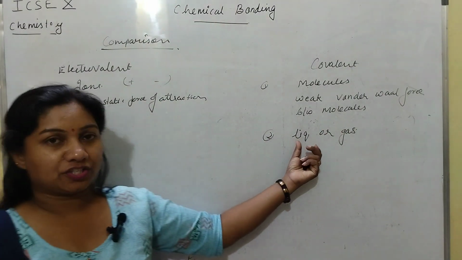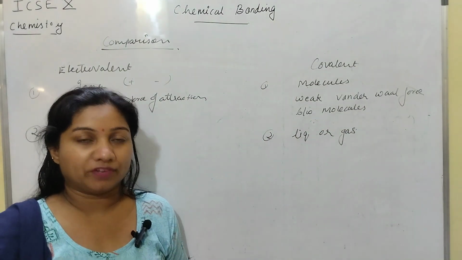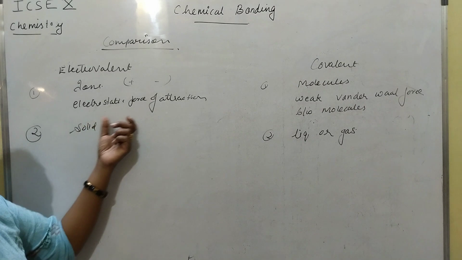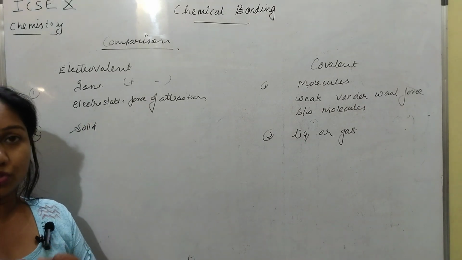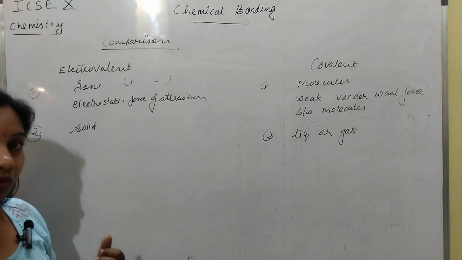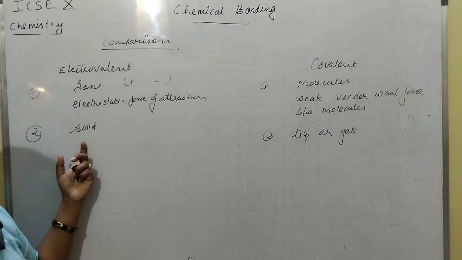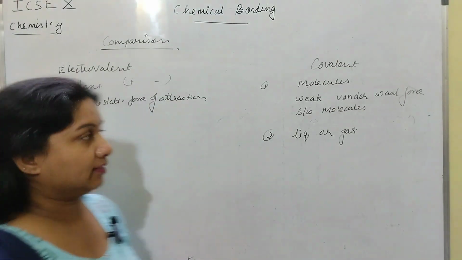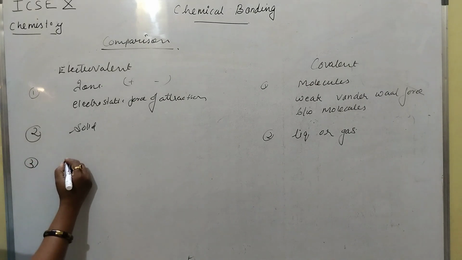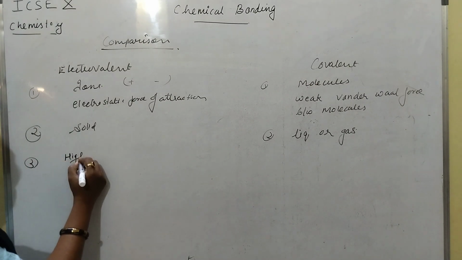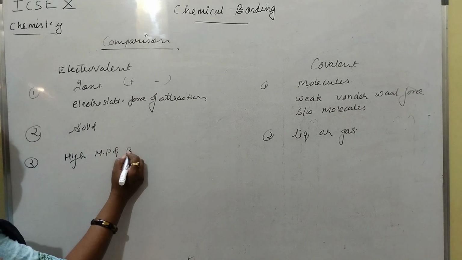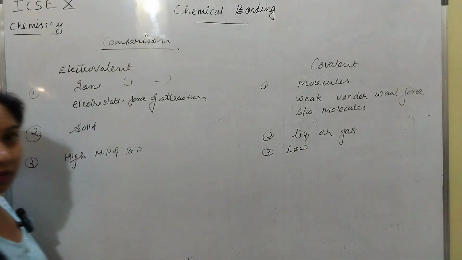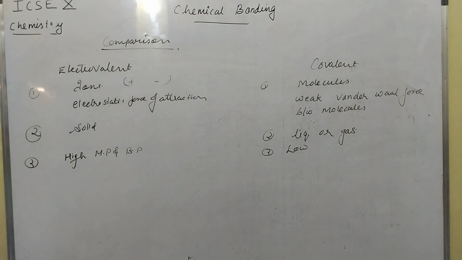Obviously, if the force of attraction is weak, then the constituent particles will move away from each other, whereas if the force of attraction is strong, the constituent particles will be close to each other, and then it will be solid. If the particles are away from each other, then it will be either liquid or gas. So if it is solid, then definitely it will have a high melting and boiling point. Here it is low.